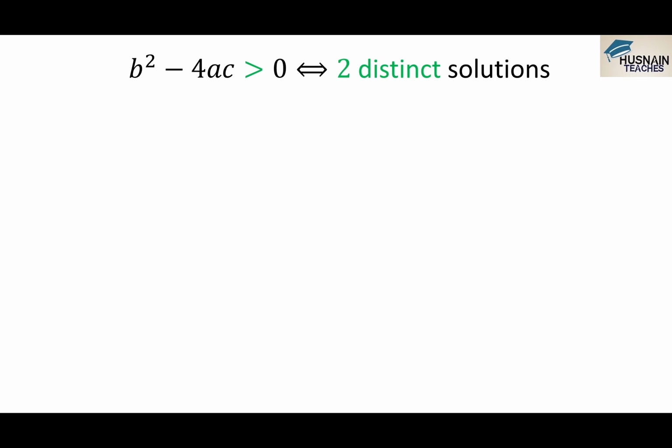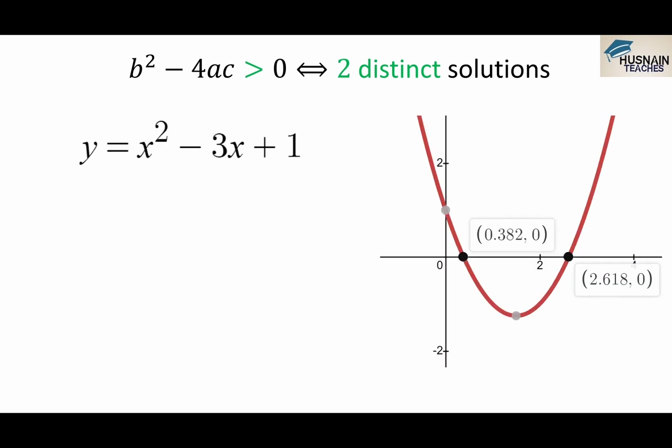Alright, so let's look at when the discriminant is bigger than 0. We know that it has two distinct solutions now, but let's look into that in a bit more detail. Let's have a quadratic that clearly has two solutions as shown by the graph on the right. It has the solutions 0.382 and 2.618. We're clear on the fact that it has two solutions, but let's just see what value the discriminant is going to have. We're expecting it to be positive.